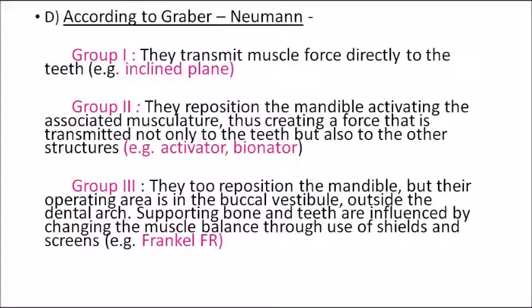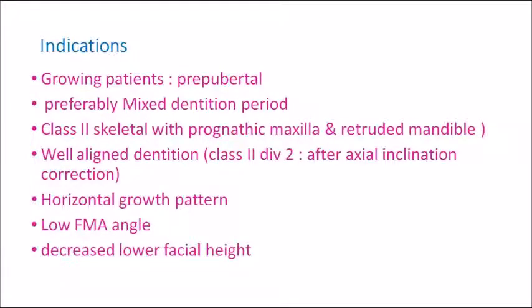Group 1 includes the inclined plane. Group 2 includes your Activator and Bionator, and group 3 is the Frankel's appliance. So we have seen the classifications for myofunctional appliances according to support, according to the mode of action, whether it is removable or fixed, and finally the Graber and Neumann classification.